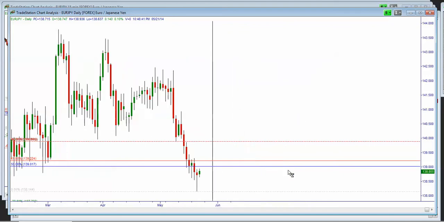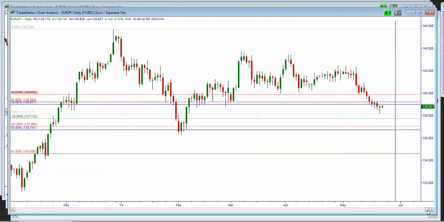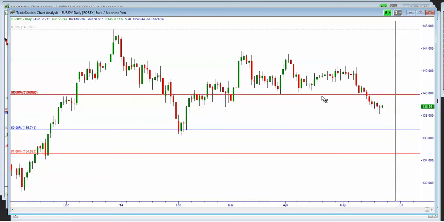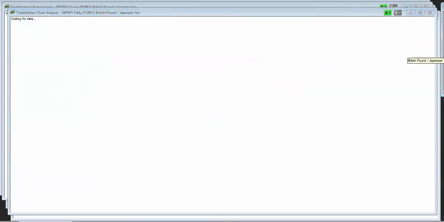This market, however, if it gives a bounce, there's going to be a very good opportunity to short into the 136.74. So let's see what happens in this market. There could be a very good opportunity here.